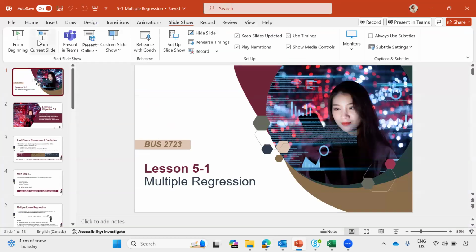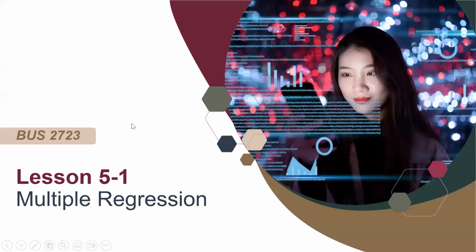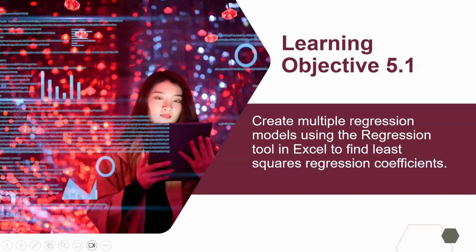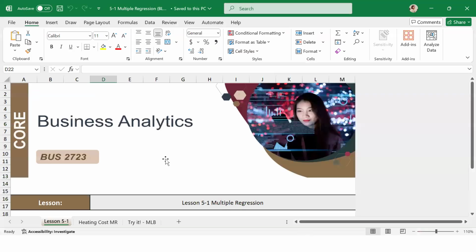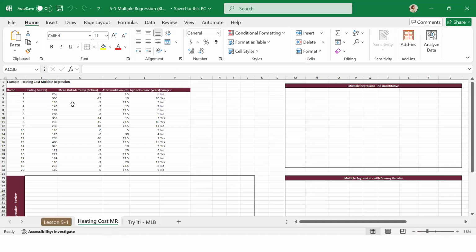So first, what is multiple regression? To really understand multiple regression, we first need to remember what we learned about regular, or what you can also call simple regression from our last class. So just as a really quick reminder, last class we did regression for all of these different pairs of variables. So heating cost versus temperature, heating cost versus attic insulation, and heating cost versus the age of the furnace. If I head over into Excel, I've got that same data here.